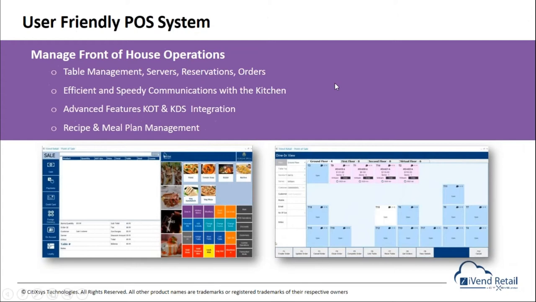Then you have a user-friendly point of sale system. Basically, iVend Hospitality provides a flexible and easy to use point of sale to manage front of house operations, which includes table management, server management and reservations, orders, split bills and partial bills. It communicates efficiently with the kitchen to ensure correct and speedy preparation of customer orders. iVend Hospitality also includes many advanced features like KOT, kitchen order tickets, and kitchen display system, which is KDS integration. Recipe and meal plan management is also there.